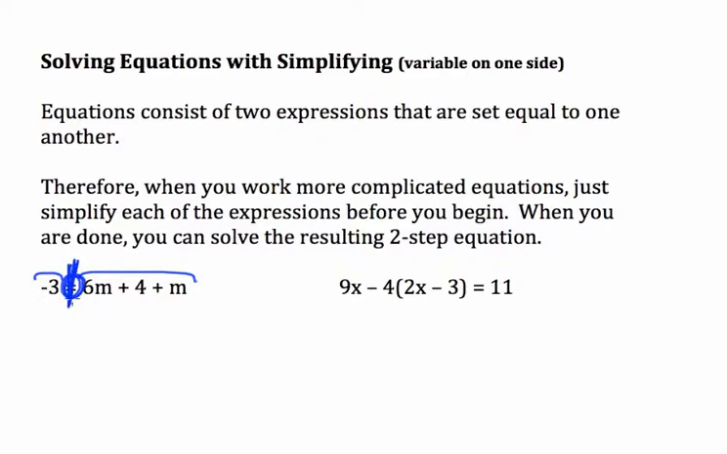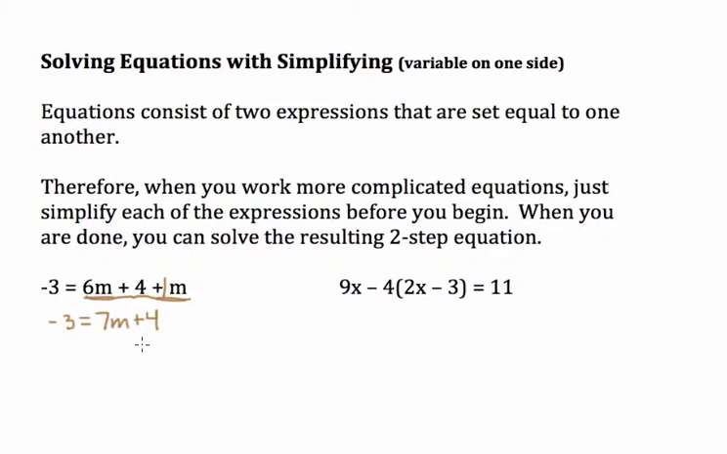Therefore, when you work more complicated equations, just simplify each of the expressions before you begin. So, for example, the -3 is already simplified, but here I have a 6m and a positive 1m. I know that those can be put together. I can make 7m plus 4 out of this expression. My other side just stays at a -3.